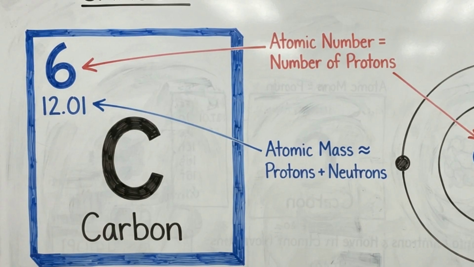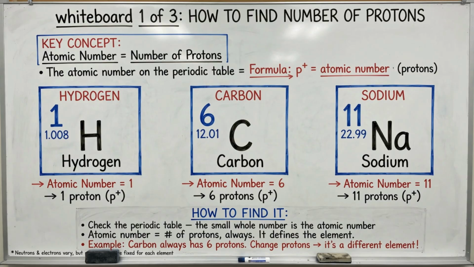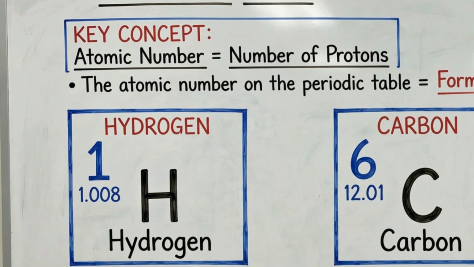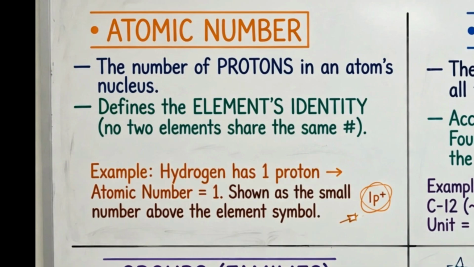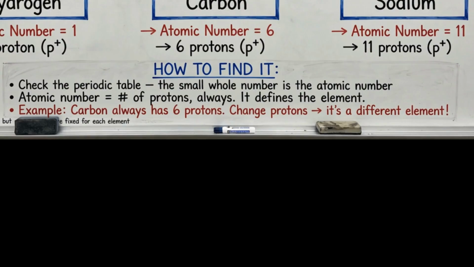It's that little whole number right on the table, meaning hydrogen is 1, carbon is 6, and sodium is 11. It's literally just atomic number equals protons. Think of this tip as an element's unchangeable ID badge, because changing the protons literally creates a completely different element.